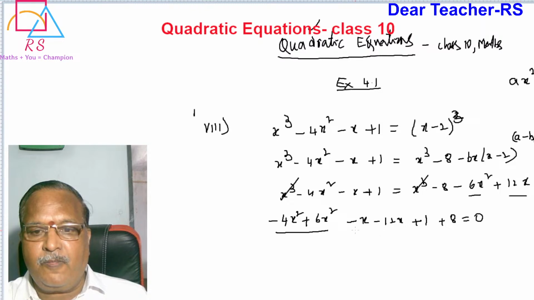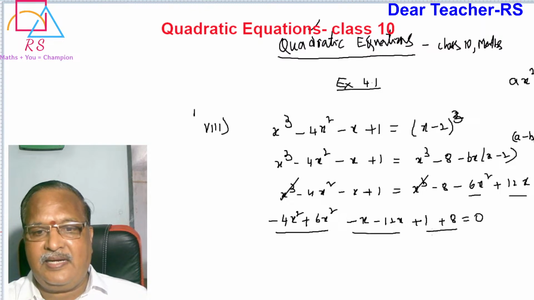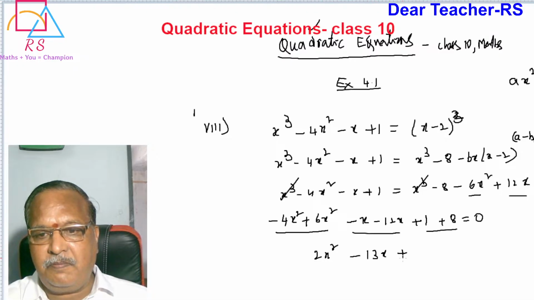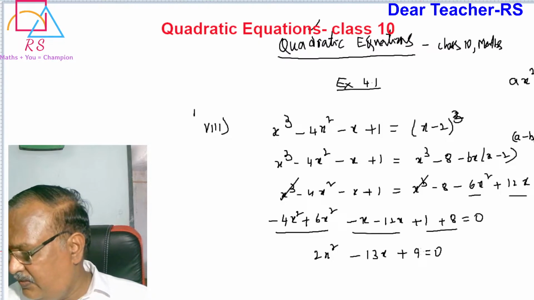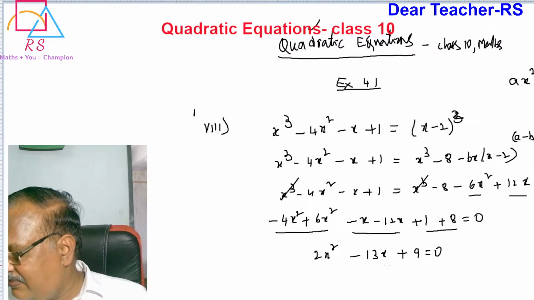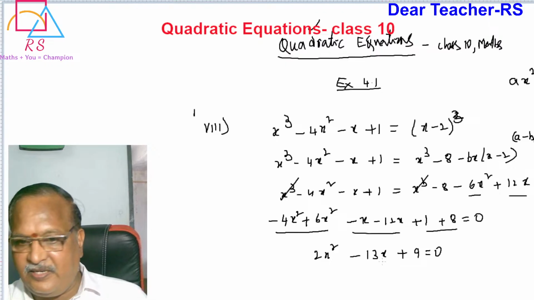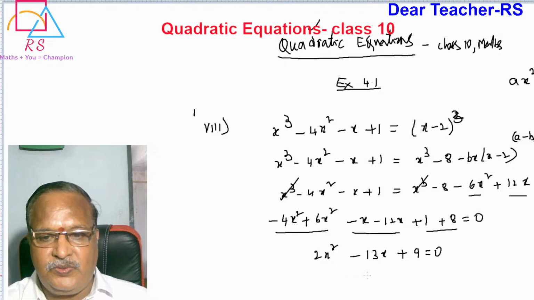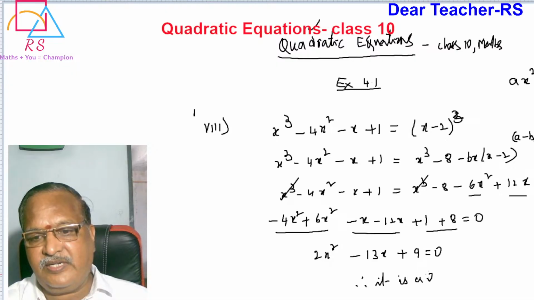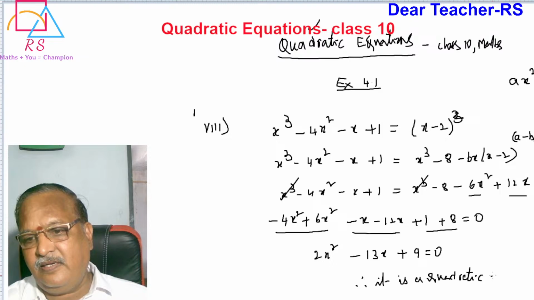So then these two will get simplified. It is equal to 2x square minus 13x plus 9 is equal to 0. So very good, 2x square minus 13x plus 9 is equal to 0. That's fantastic. Because it is degree 2, the highest power is 2, therefore it is a quadratic equation.